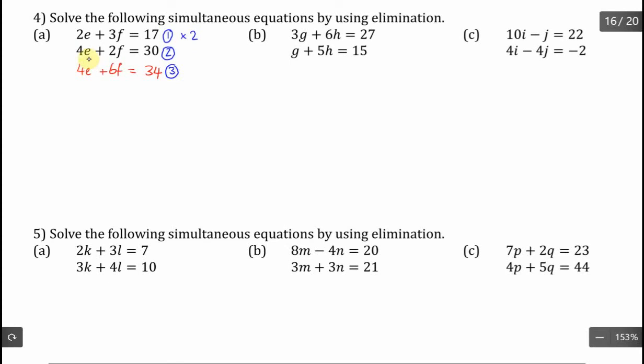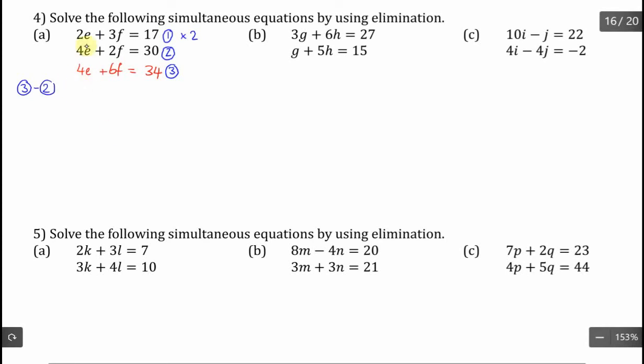Okay, now if we just look at equation 3 and equation 2 and ignore equation 1, we can see that we've got 4e in both equations. And now we can eliminate the e's. They're both positive, so we're going to subtract. One little thing I've heard to help remember that is same sign subtract. So if you've got two things at the same sign, both positive or both negative, subtract them. If they're opposites, you add them. So we're going to subtract. We're going to do equation 3 take away equation 2.